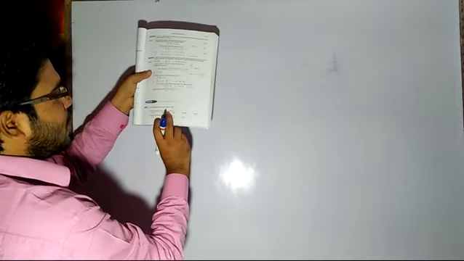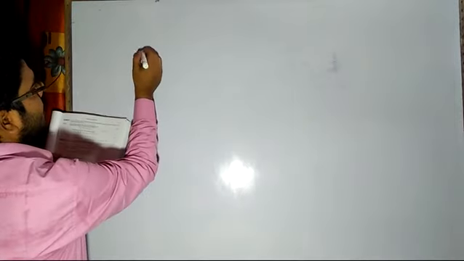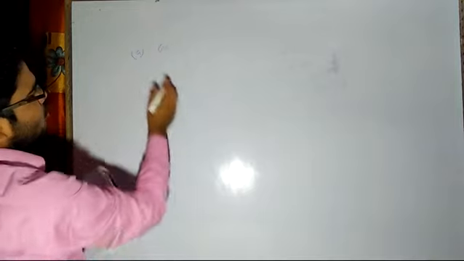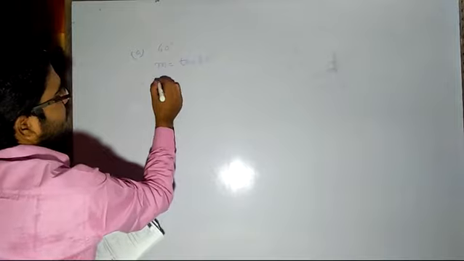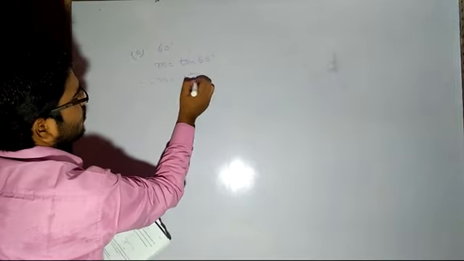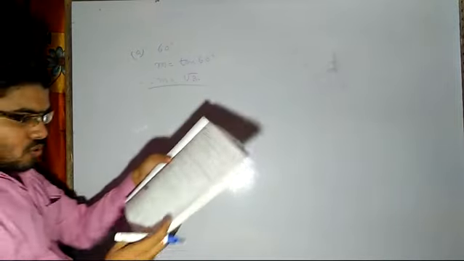Now question number 1 says, write the slope of the line whose inclination is given as theta is equal to 60 degree. Then what you have to do? You have to write m is equal to tan of 60 degree. M is equal to root under 3. Only this much you have to do for question number 1.